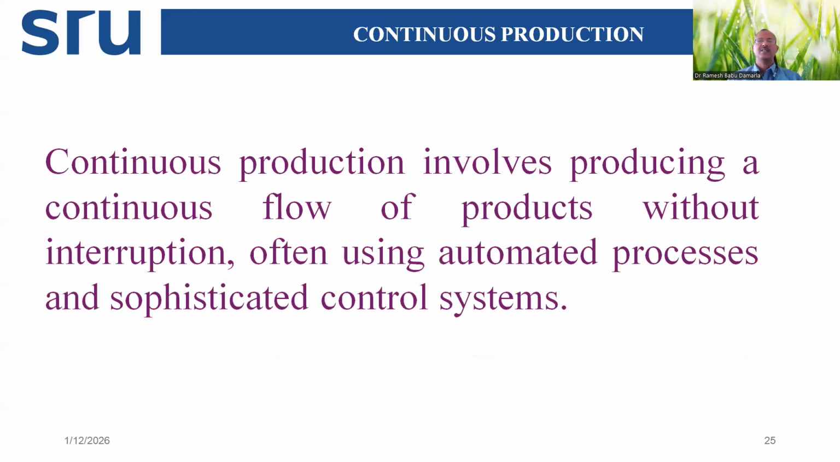Now let us see continuous production. Continuous production is much more volumes are made than mass production. It involves producing a continuous flow of products without interruption. They often use automated processes and sophisticated control systems, like sugar manufacturing, wine manufacturing, water processing, chemicals processing, petroleum manufacturing. All these are continuous production, cold drinks manufacturing.